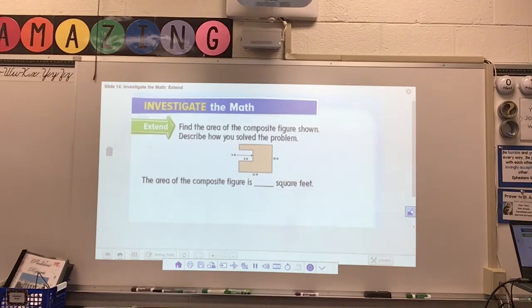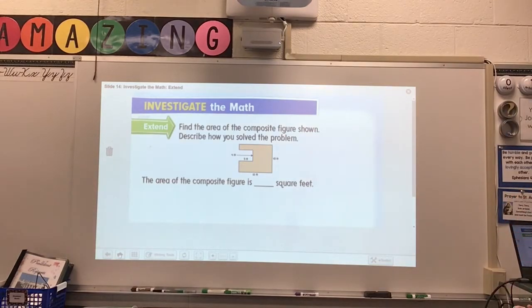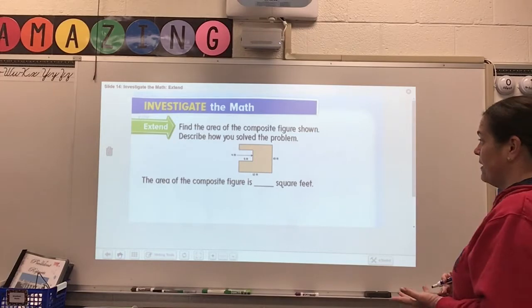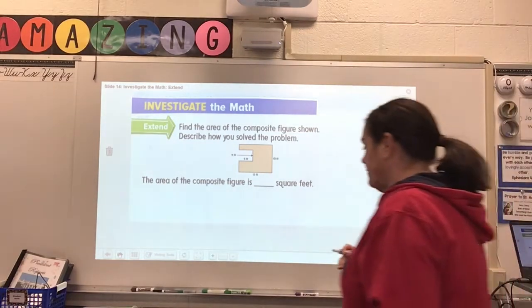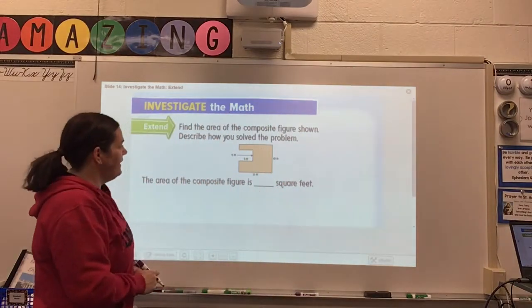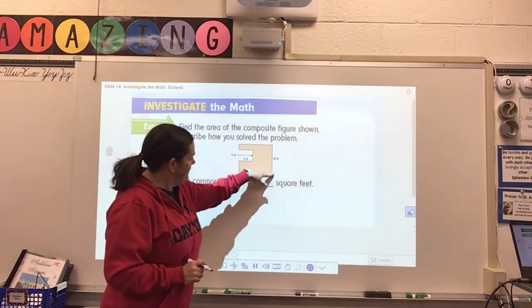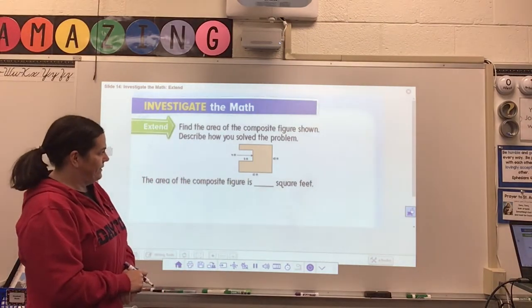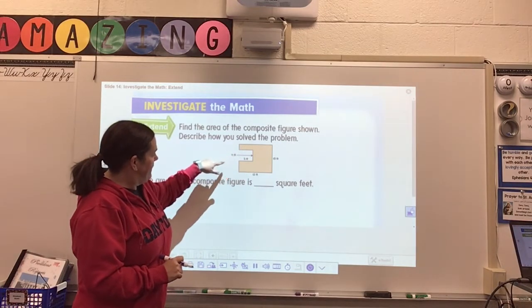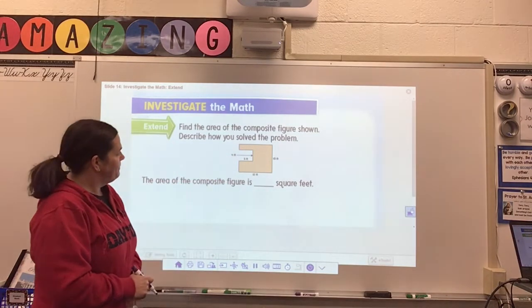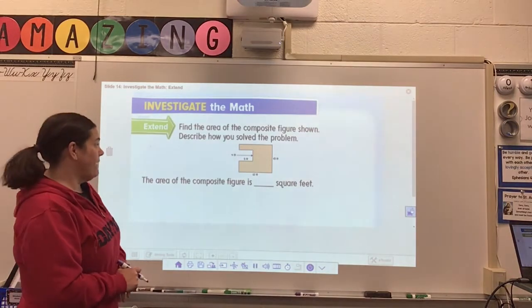Ooh, this is a tricky one. This one, we have to decompose a little bit differently because you'll notice we've got 3 different rectangles here. So let's see how we want to do this. I know that the length of this side here is 10 feet. The length of this is 12 feet. I know that the length of this side here is 5 feet, and the length here is 4 feet. So I need to decompose this in 3 different rectangles.